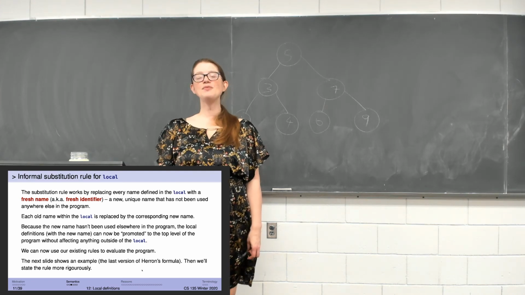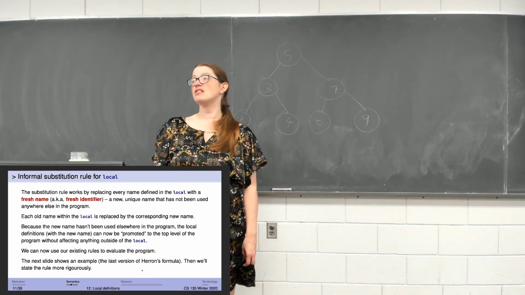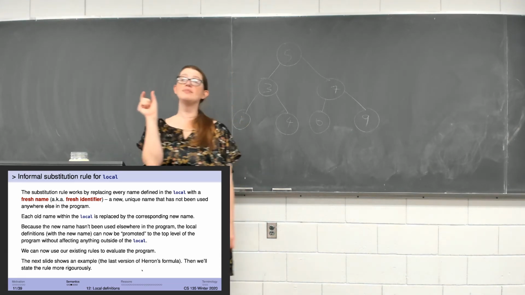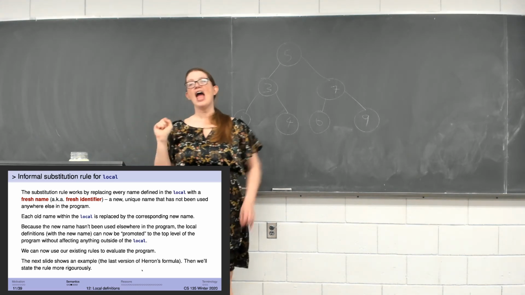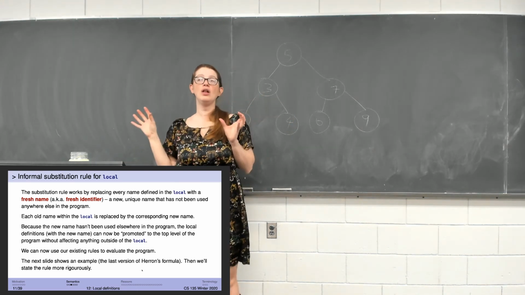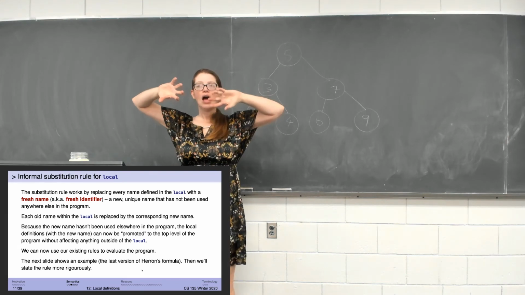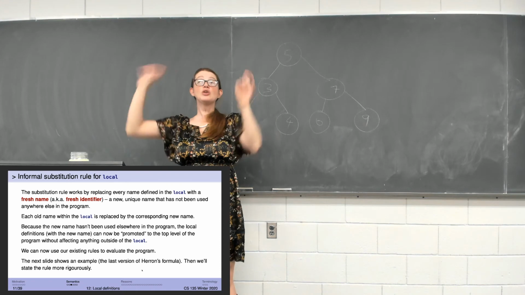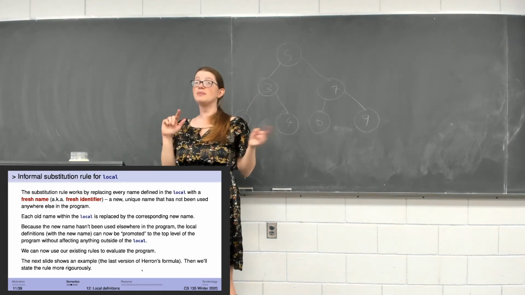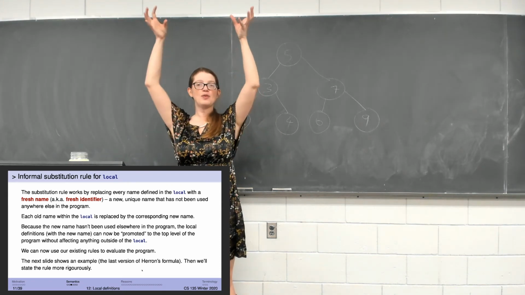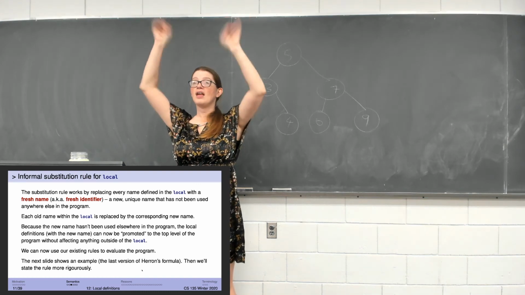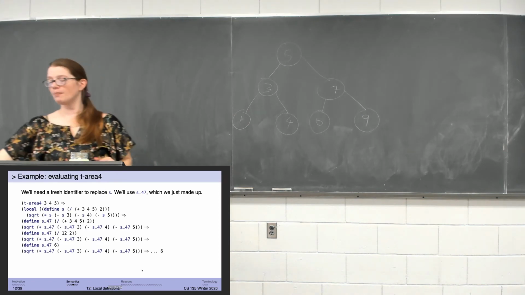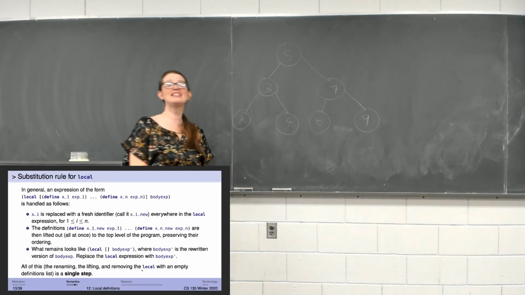After we have renamed each of our defined things, I'm going to replace all of the places where those old names were used with the new names. And then to get rid of the local, I take all of the defines and I lift them out of the local. They're now at the global scope. What's cool about this is because we changed the names to something unique, I know that it won't clash with anything in the global scope. Then I drop the local and replace it with its body. So here are the formal steps for it, and then we'll do an example.